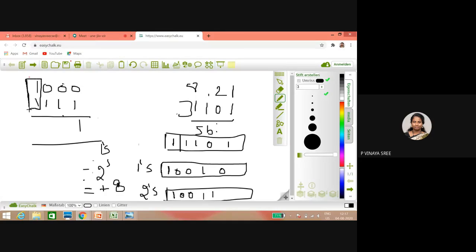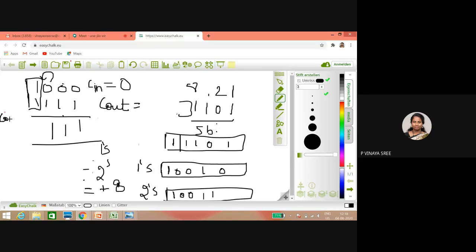Let me check. 1 1 1. Is there any carry from this column to the MSB? No. So what is the carry in here? Let's write it on the side. The carry in is 0. Now the carry out.